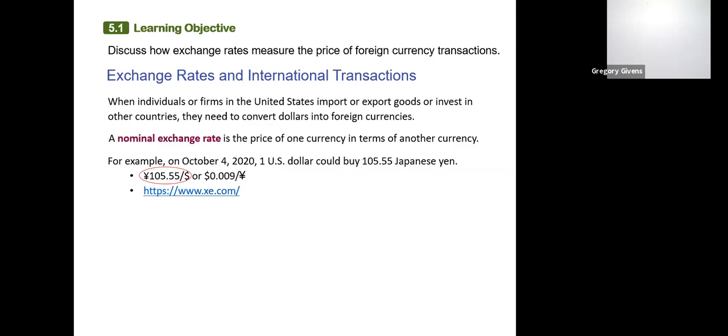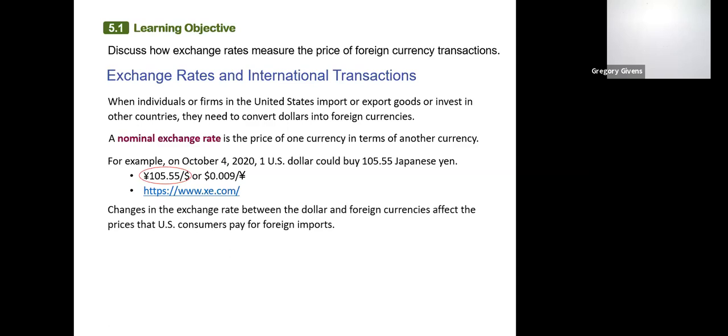There are lots of websites, by the way, or sources for exchange rate data. The Federal Reserve Bank of St. Louis publishes a lot of it, but you can get real-time quotes on this website called xe.com, which is where I got those. Really simple to do. You can just select basically any two countries in the world, and it will show you what the current spot nominal exchange rate is between those two countries. Okay, questions so far?